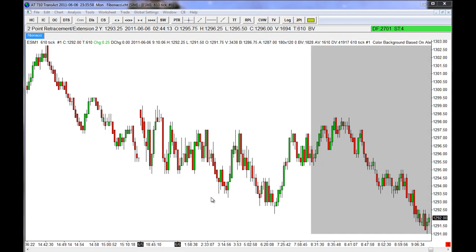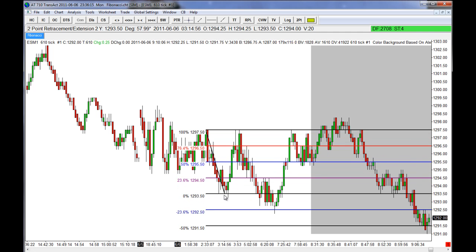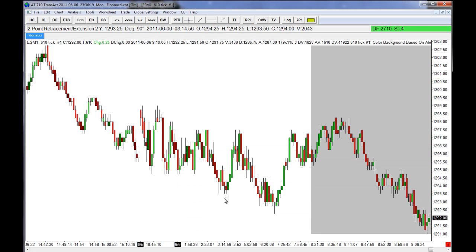Okay, these were the fibs I drew for June the 6th. As you can see, in the pre-market hours, the first fib that met the criteria for the first rule was from this high to this low. The 76.4% line was broken.